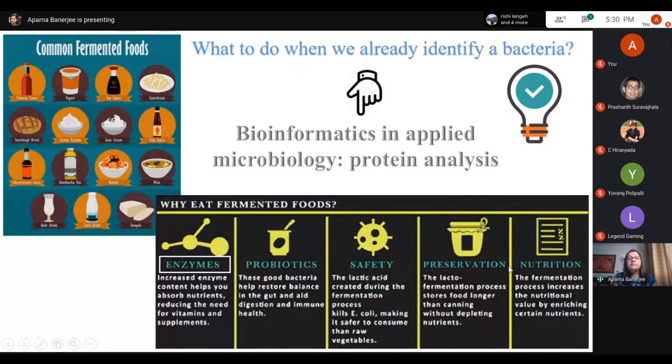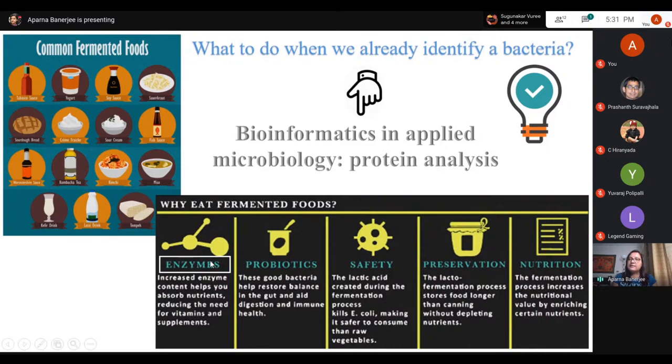Then there is a factor of preservation, because it's a fermented food and we can think, these are bacteria. But this lacto-fermentation process, they basically store the food longer than canning, because they have lactic acid and it's acidic. So there is less possibility of any other bacterial infection in that food. So the shelf life of the food will be longer than other types of food. And also the fermentation process increases the nutritional value by enriching with different nutrients.